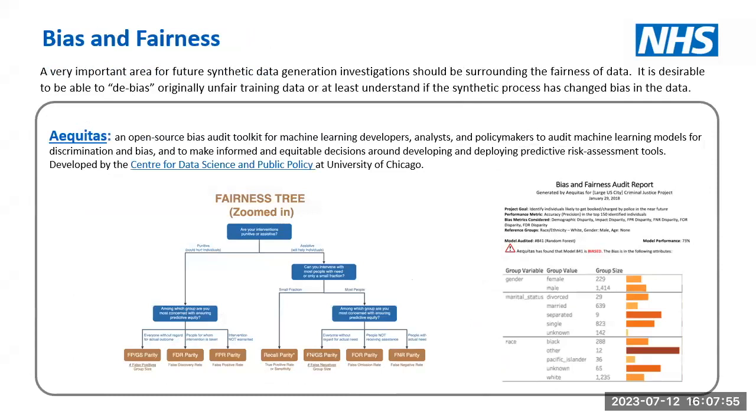I also want to flag something called Equitas, which is a fairness package. You can't see it here, but it gives you this really nice fairness tree where it starts to describe different ways of interpreting fairness in your data, and it gives you a fairness report as well, which starts to pick up on which variables and which rows are lacking your fairness.